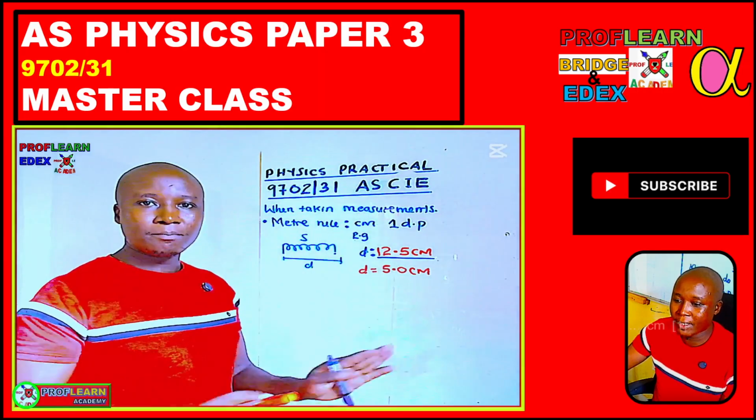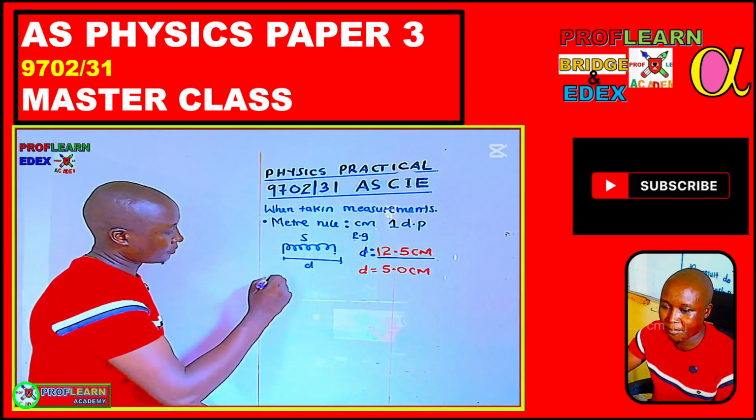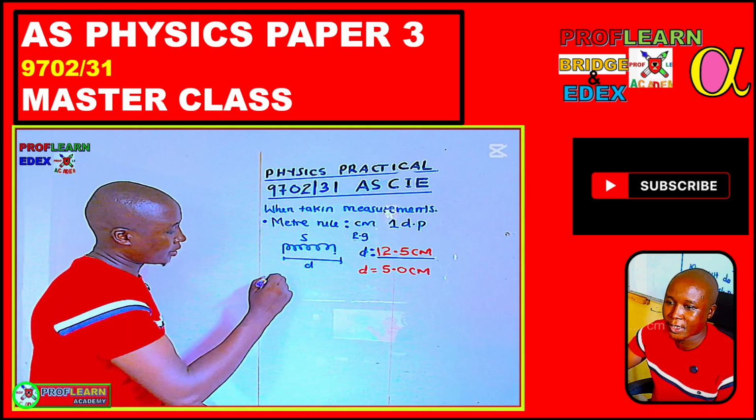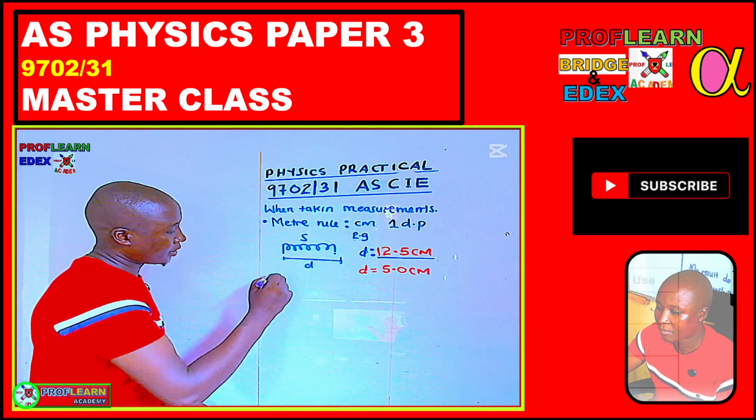There are other instruments that you are going to use in other experiments. For instance, maybe if you are measuring angles, let's look at this paper of 2024. You see which measurement was supposed to be taken. Let's see which measurement was supposed to be taken here.